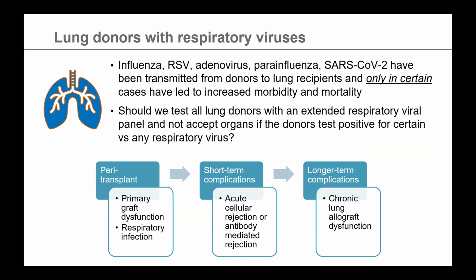Well, what about respiratory viruses? So we know that flu, RSV, adeno, parainfluenza, and SARS-CoV-2 have all been transmitted from donors to lung recipients, but only in certain cases have these led to increased morbidity and mortality. So where does that leave us as a transplant community? How should we approach these lung donors? Should we test all lung donors with an extended respiratory viral panel and not accept organs if the donors test positive for certain versus any respiratory virus? Well, we know the answer is somewhere in the middle, and we don't know what that answer is.